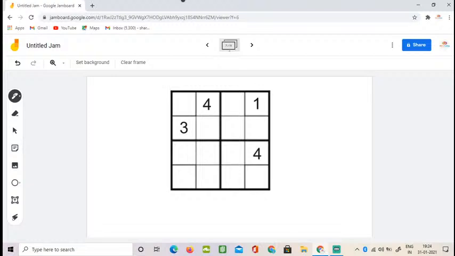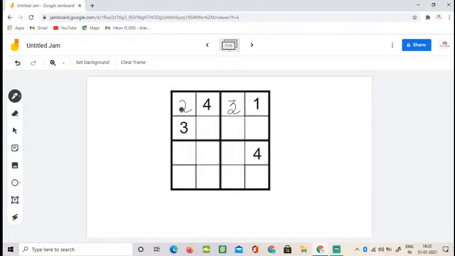So now let me just give the explanation for this. You have the numbers 4 and then 1, right? So the leftover numbers are 2 and 3. You cannot give the number 3 over here, so you should give the number 2, and over here you should give the number 3. Okay? And now you have the two numbers.